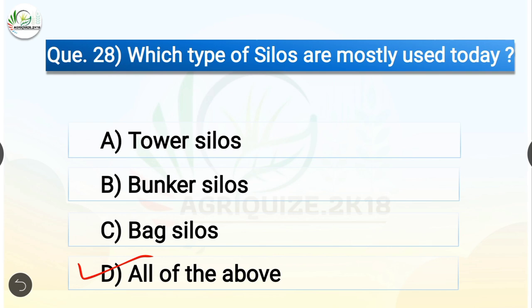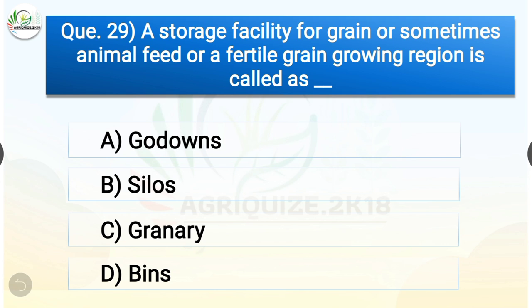Question number 29. A storage facility for grain or sometimes animal feed or a fertile grain growing region is called as dash. The options are godowns, silos, granary, or bins. The correct answer is option C, granary. So a storage facility for grains or sometimes animal feed or a fertile grain growing region is called as granary.